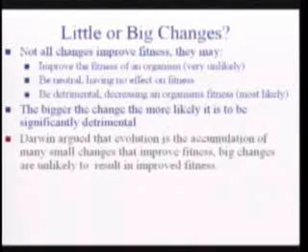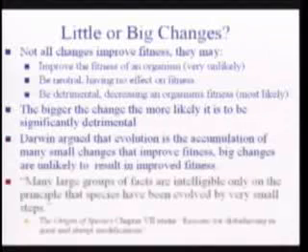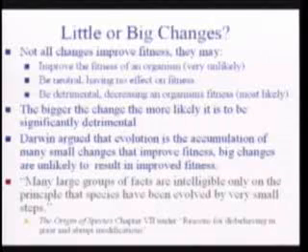So Darwin argued that evolution is the accumulation of many small changes that improve fitness. Big changes are unlikely to result in improved fitness. Many large groups of facts are intelligible only on the principle that species have been evolved by very small steps. And he talks about that in his book, The Origin of Species, Chapter 7, under Reasons for Disbelieving in Great and Abrupt modifications. He believes things have to happen in very, very small steps.